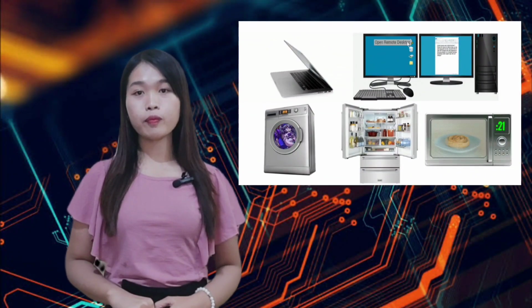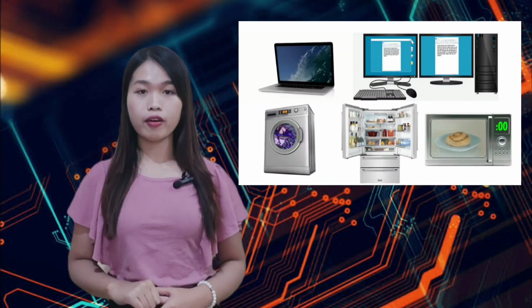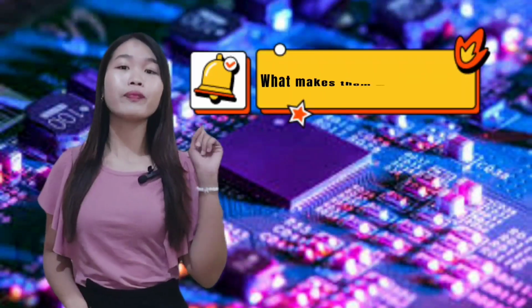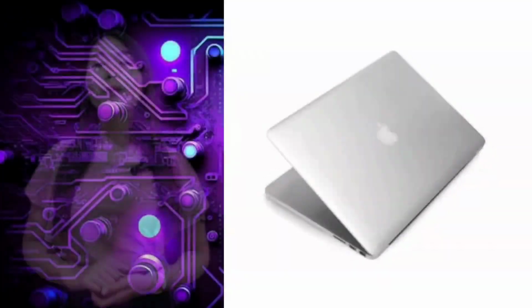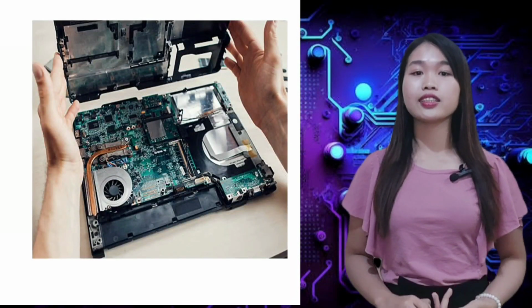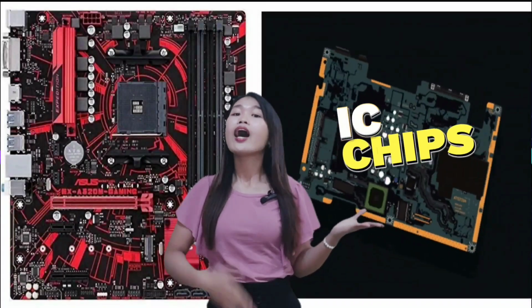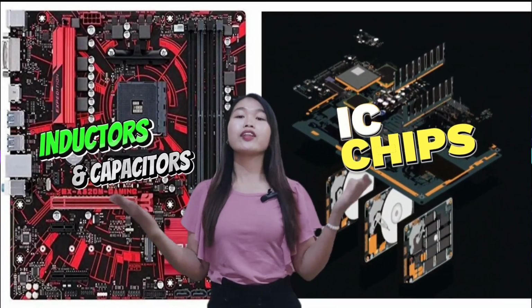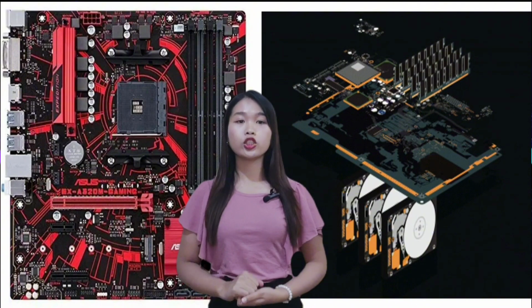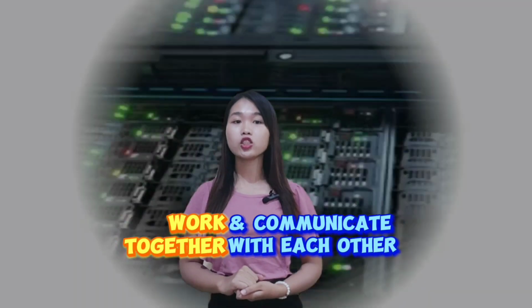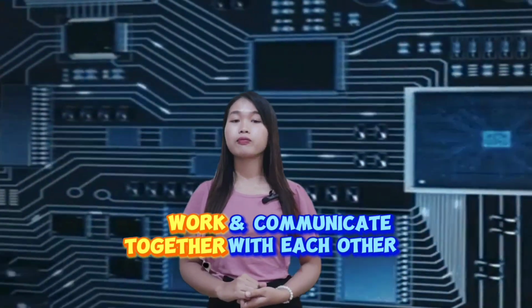Robotics makes our life easier by automation of tasks, reducing manual efforts and enhancing efficiency. So what makes them work like this? If you open your laptop, you will find an electronic circuit inside it. If we analyze this electronic circuit, we can find numerous electronic components like IC chips, inductors, capacitors, and many more. All these IC chips work together and communicate with each other to make this electronic circuit functional.